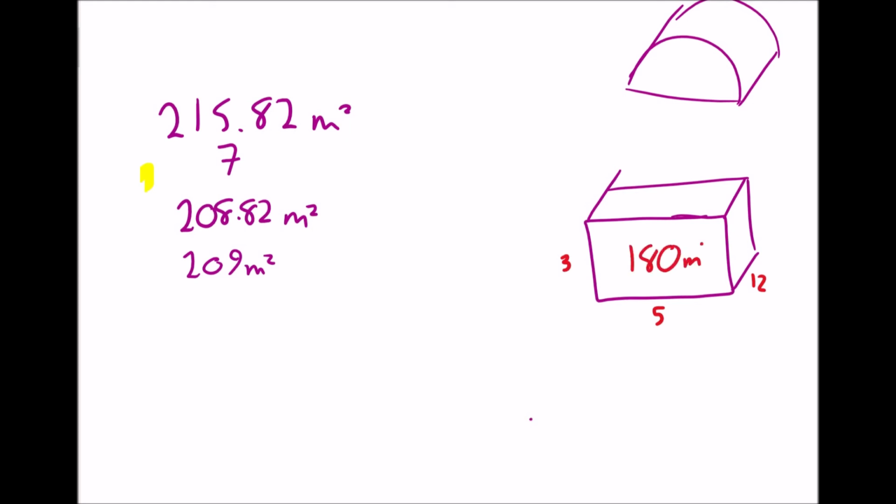3 multiplied by 5 multiplied by 12 is 180 meters cubed. And then the semicircle, well, the diameter is 5, and it goes back 12. I'll write down here, volume equals pi r squared h. So volume equals 3.14 multiplied by the radius squared. Radius is 2.5, because diameter is 5, so half that, radius 2.5. Multiplied by the height, which is 12.